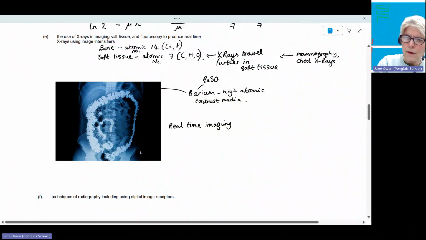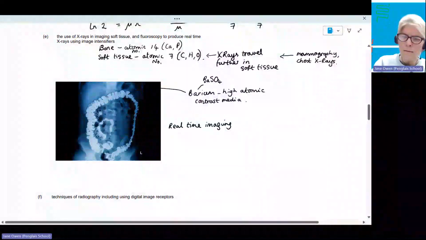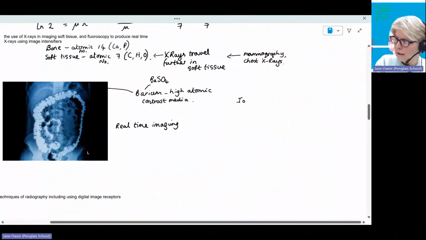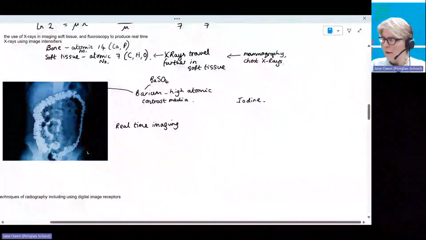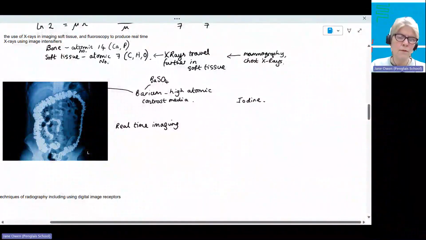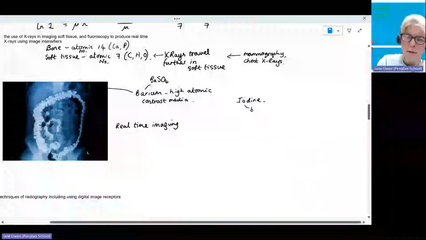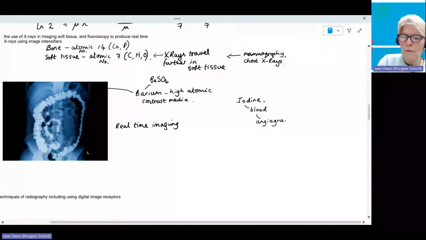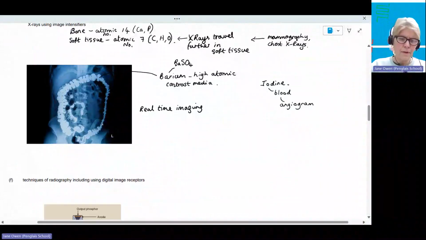So barium sulfate is the meal that is consumed, and the other contrast media that is used in other imaging is iodine, and that is used to look for blood flow in angiograms around the heart. So it's looking at iodine being injected into the blood and looking at heart images. It's not really through the heart, but it's around the heart.